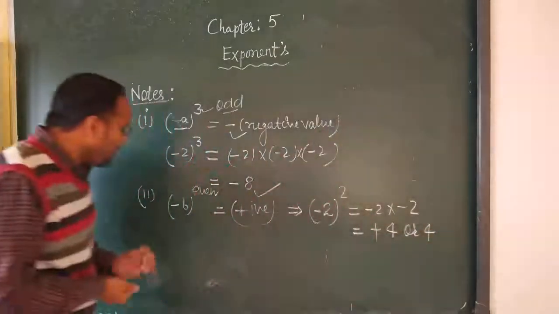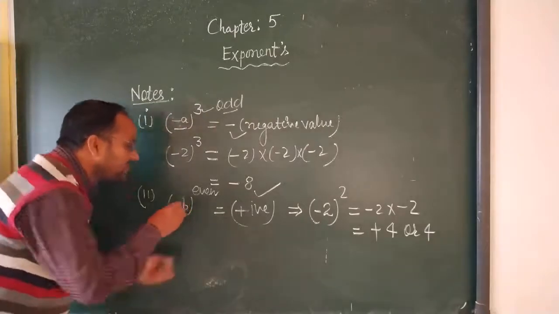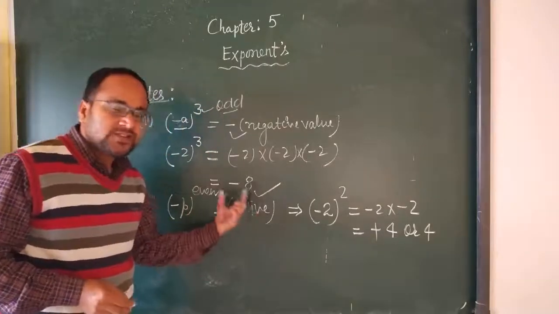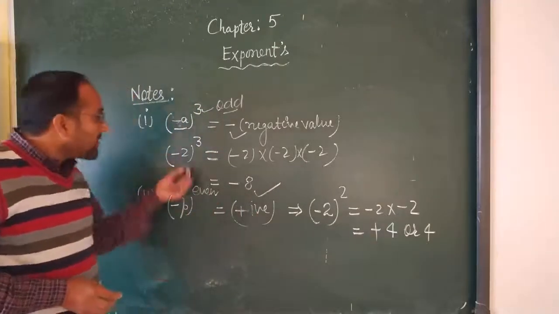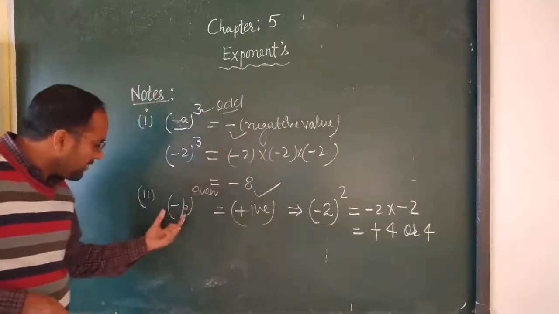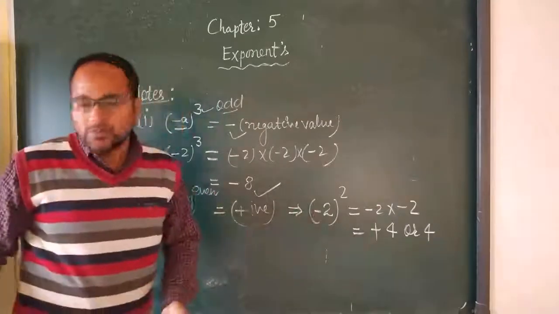It means that if your base is negative and the power is even, then you always get a positive value, students. So this is a very important thing. If your base is negative and the power is odd, then you always get a negative value, and if your base is negative and the power is even, then you always get a positive value, students.